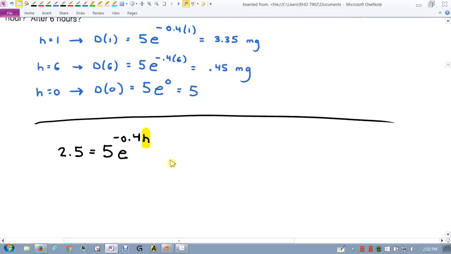Now, let me tell you what it is, and then I'll tell you how I did it. All right? So the first thing I would do is I would divide 5 on both sides. So 2.5 divided by 5, that's obviously going to be 0.5. Then e to the negative 0.4h. Oops, wrong one. Again, I'll tell you how I'm going to do this in a minute.